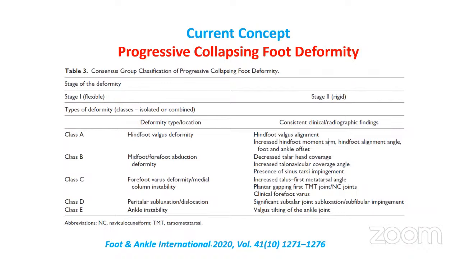And in class D, where there's peroneal subluxation or dislocation, which is a stage 2D, the treatment I just mentioned applies. And in class E, there is going to be an ankle instability. So we could have patients who are in a combination of these.